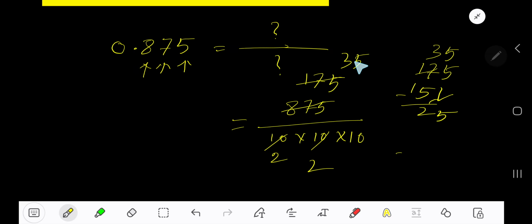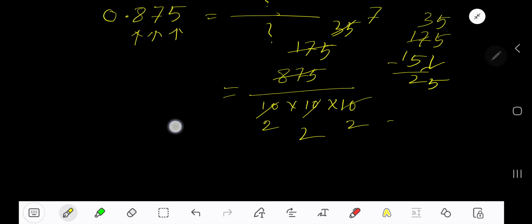Again, this 35 is divisible by 5, and this 10 is divisible by 5. So we are getting 7 over 2 times 2 times 2, which is 8.